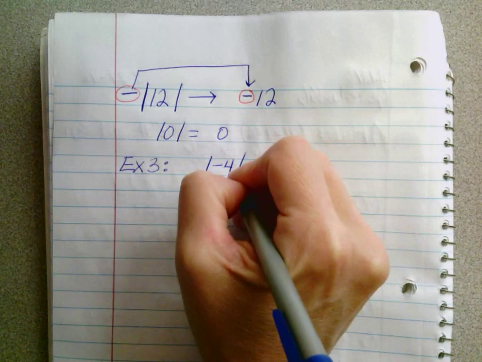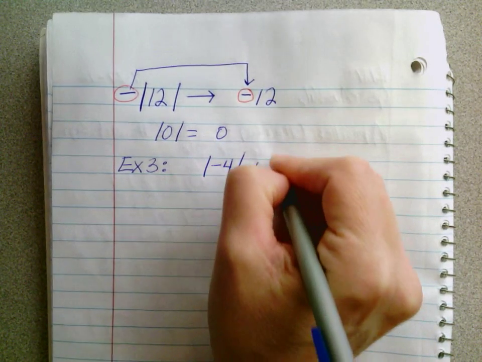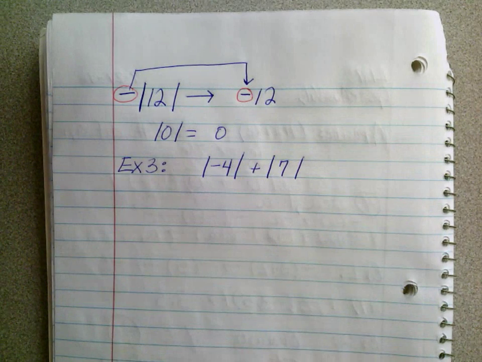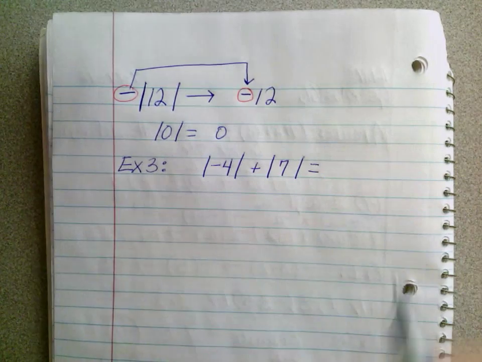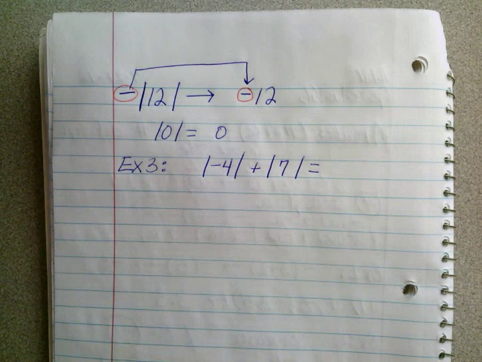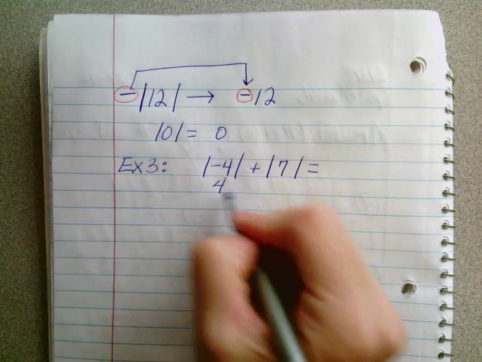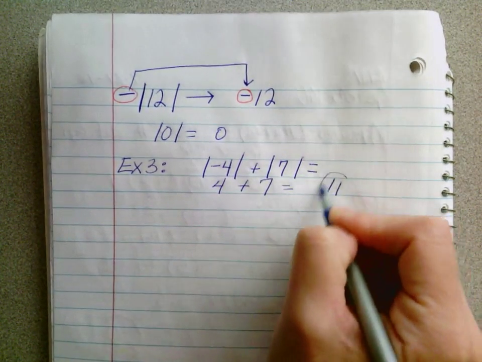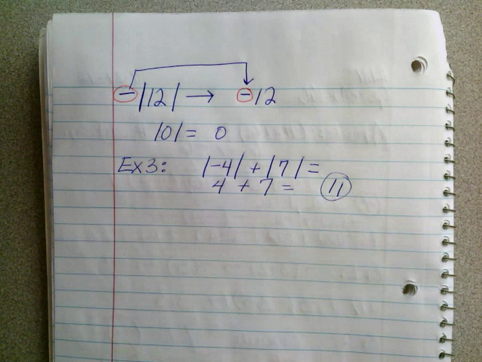The absolute value of -4 added to the absolute value of 7. Anybody want to hazard a guess as to what the sum of those two absolute values would be? 11. The absolute value of -4 is 4. The absolute value of 7 is 7. So the end result is 11.